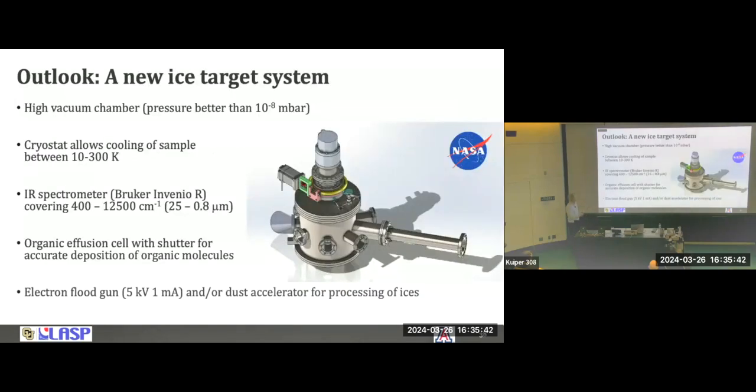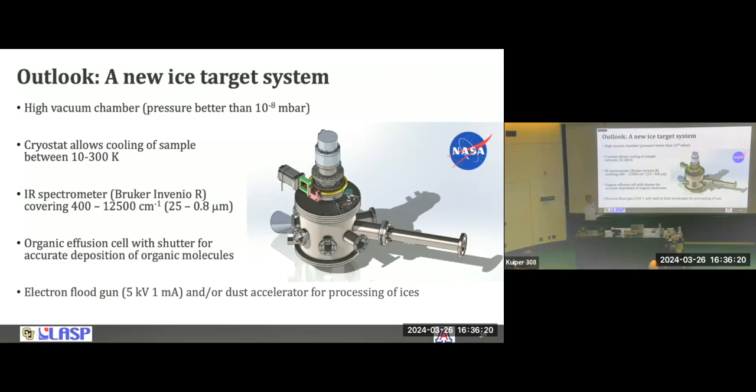And I want to just end by giving you an outlook. We got one of those precursor science investigations funded for NASA. It's for Europa Clipper. And we're currently building up this new ice target system that's going to be connected to this dust accelerator. In the center, there's going to be a copper target with a layer of gold on top. And then we can do reflection absorption infrared spectroscopy on our ice that is cooled by this closed cycle helium refrigerator. And we can expose it to dust particles while recording infrared spectra.